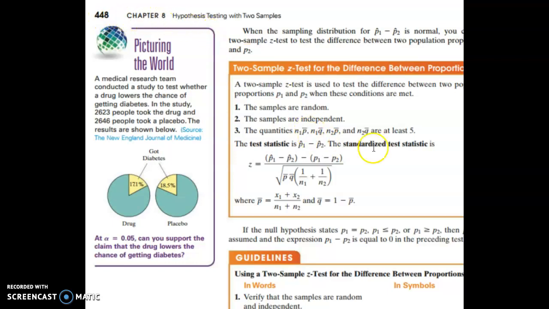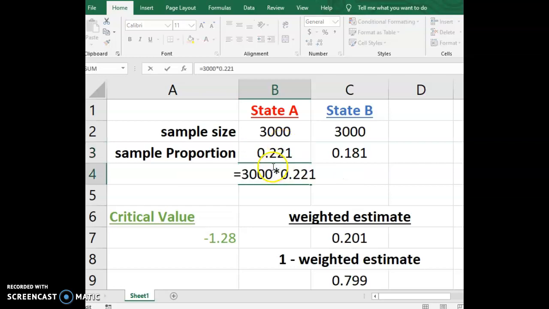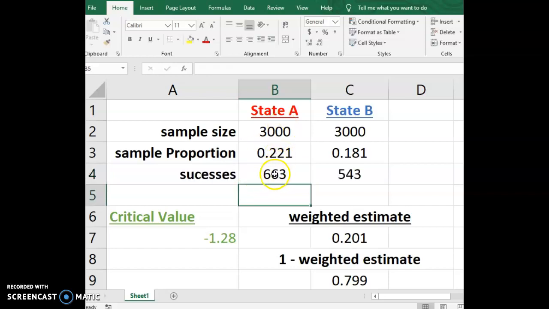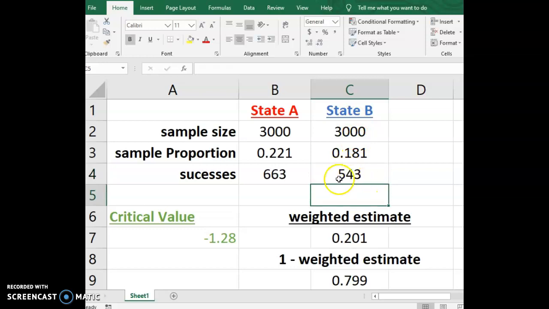Now we need to find the standardized test statistic and see if it lies in the rejection region or not. And here's the formula we're going to be using. The information given in the problem is here. Taking those proportions, we can find the number of smokers from each sample. So 3,000 times the proportion for our state A sample. 663 out of the 3,000 were smokers. Doing the same thing with our state B sample, we find the number of smokers in our state B sample.